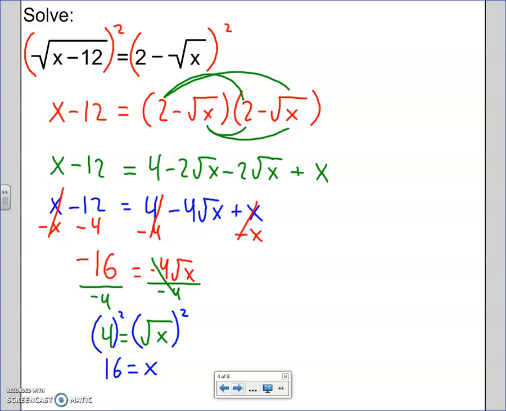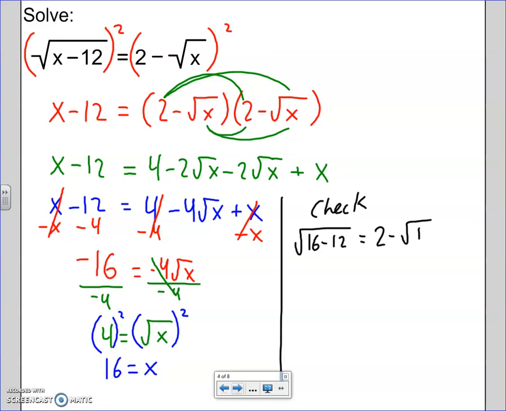Before I box that in, I have to check. So I'll do it right here. So here's the check. Plug it in. So square root of 16 minus 12 is supposed to equal 2 minus square root of 16. Well, this inside is going to be square root of 4. And this is 2 minus square root of 16.